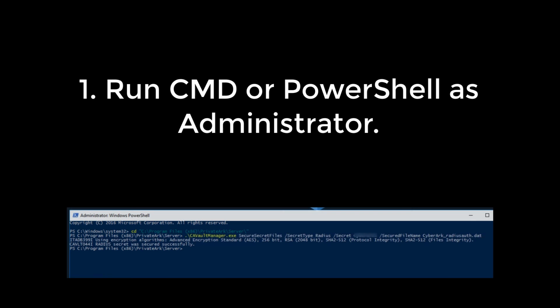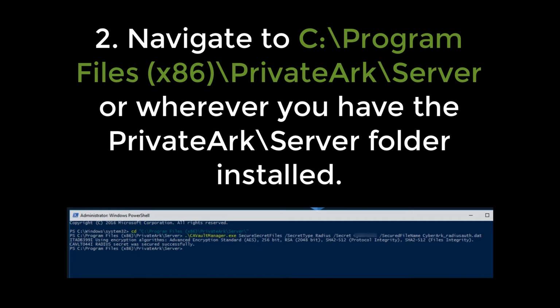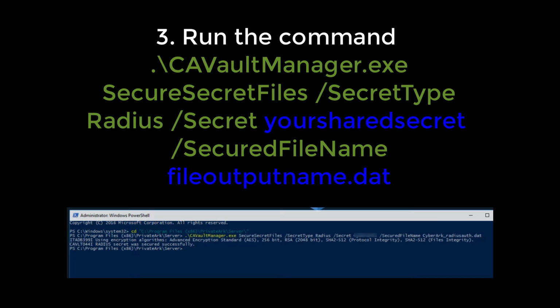Log onto the CyberArk Vault server. Run CMD or PowerShell as administrator. Navigate to C:\Program Files (x86)\PrivateArk\Server, or wherever you have the PrivateArk Server folder installed. Run the following command to store and encrypt your Radius secret.